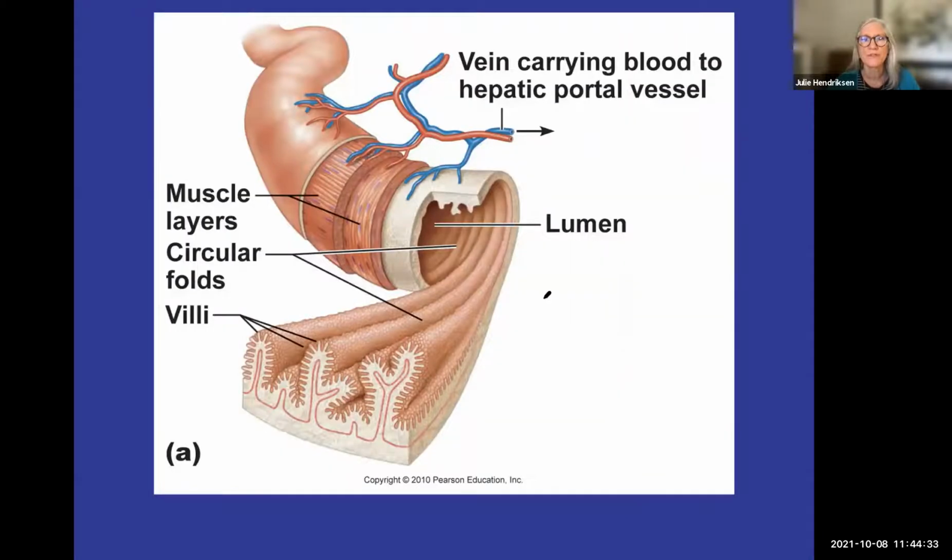Here's a picture of a generic look at the GI tract lining, to remind you that, in fact, there are muscle layers that are part of this tract. So they will squeeze and push. We'll also have these things called villi that will help absorb the materials. So it's designed for the specific function of digestion and absorption.